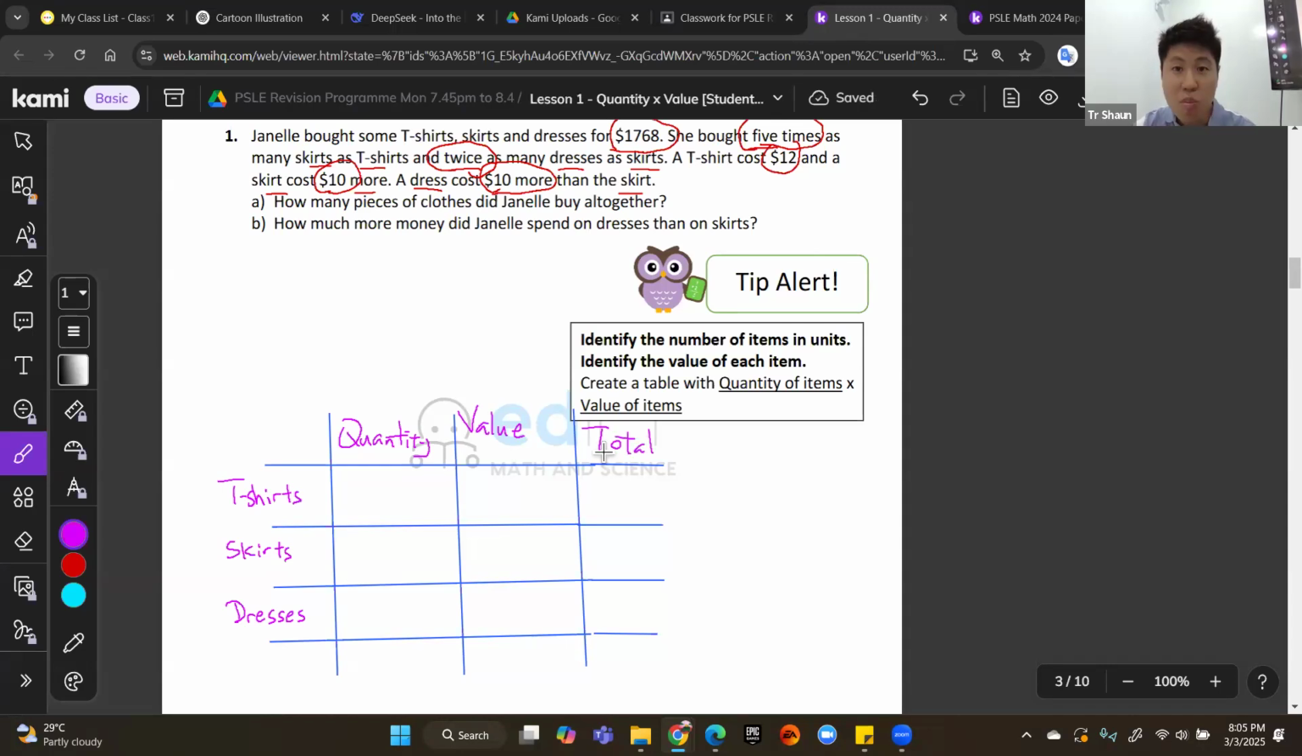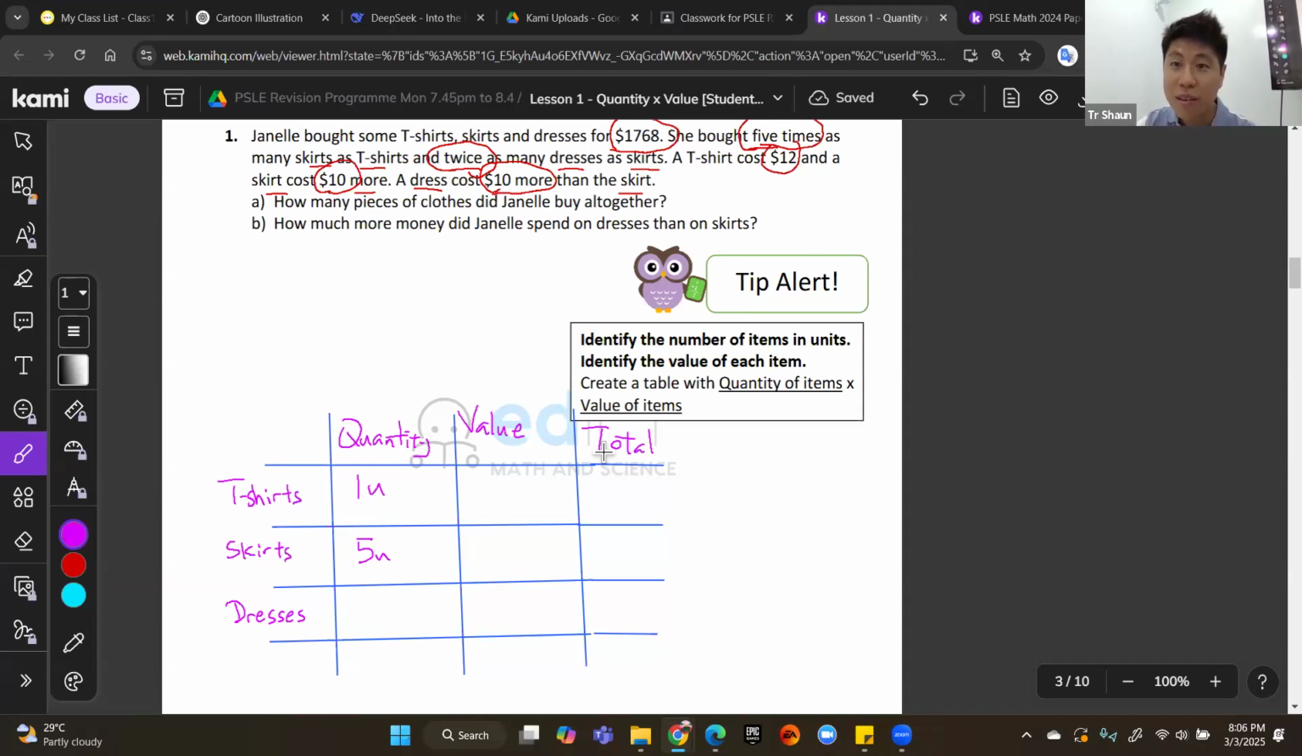So for the quantity of t-shirts, how many, it is in ratio form, right? Five times as many skirts as t-shirts. So for t-shirts, I want to put one. Then skirts can be five. Can I put t-shirts as two and skirts as 10? Schools, do you think I can put t-shirts two, skirts 10? What do you think?